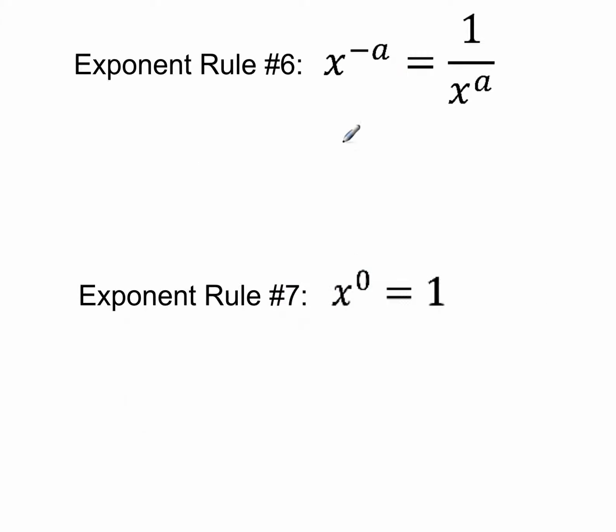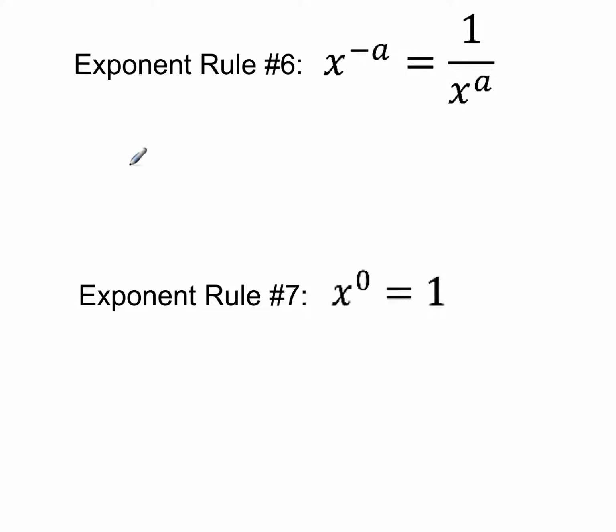The main rule you need to know is that x to the negative a power equals 1 over x to the a power. It basically takes what you have, makes the exponent positive, and puts it in the denominator, okay? Makes a very small number. Okay, exponent rule number 7 is anything to the 0 power equals 1.